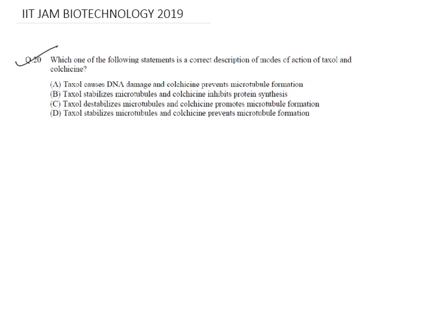Which one of the following statements is a correct description of the modes of action of Taxol and colchicine? Taxol causes DNA damage and colchicine prevents microtubule formation, or Taxol stabilizes microtubules and colchicine inhibits protein synthesis, or Taxol destabilizes microtubules and colchicine promotes microtubule formation, or Taxol stabilizes microtubules and colchicine prevents microtubule formation.